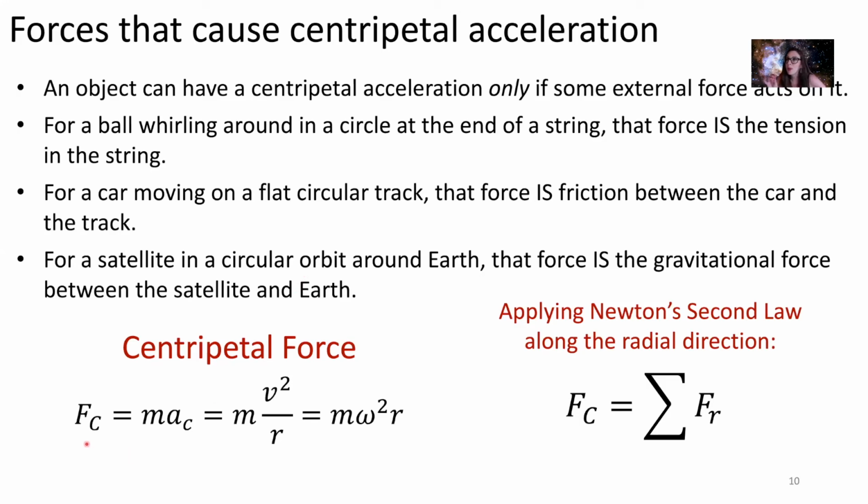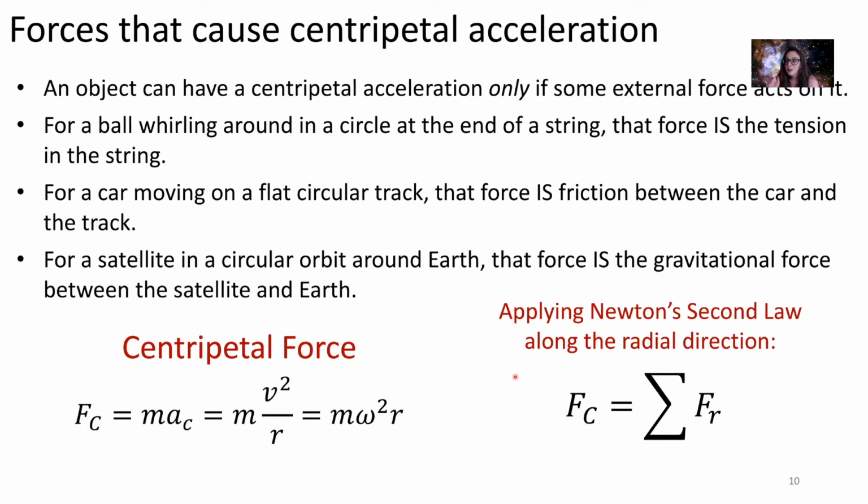So our centripetal force is equal to the mass of the object times the centripetal acceleration. So that's equal to the mass of the object times v squared over r. This is a way we can quantify centripetal acceleration. We could also say that the centripetal force is equal to mass times omega squared r, because that's another way we can quantify centripetal acceleration.